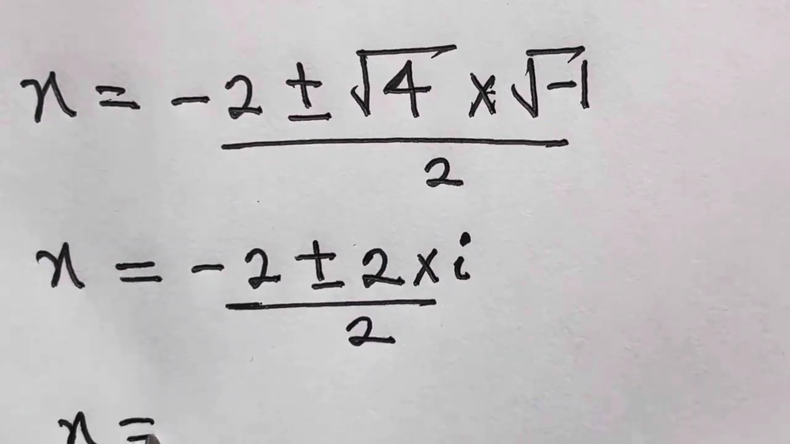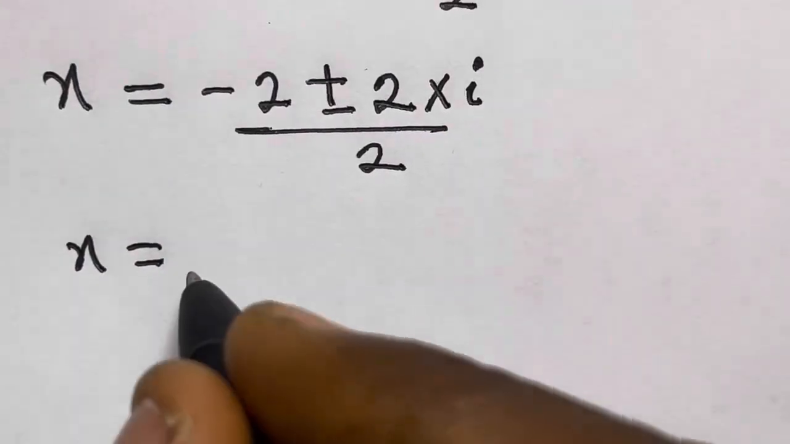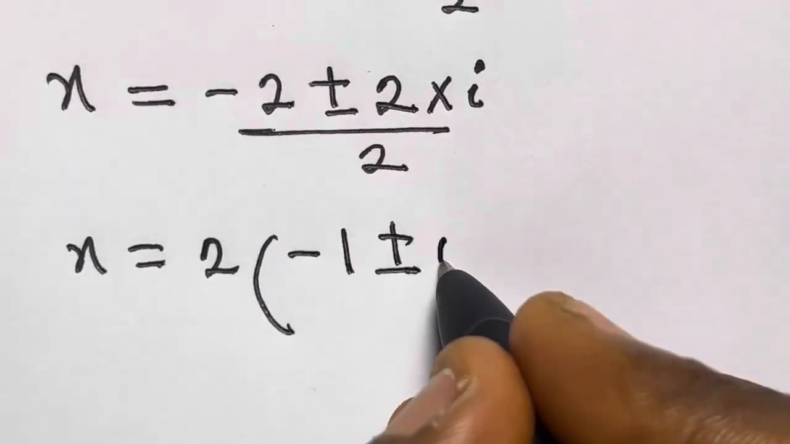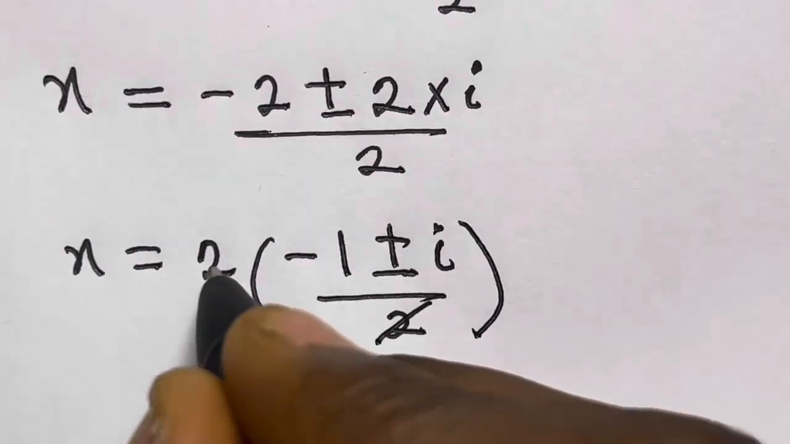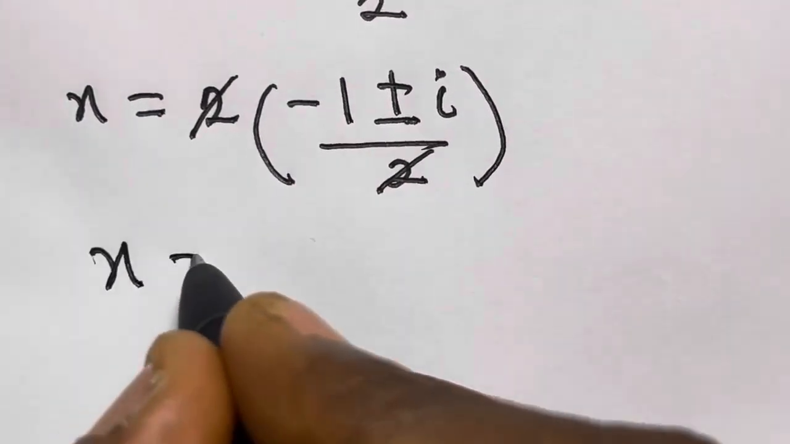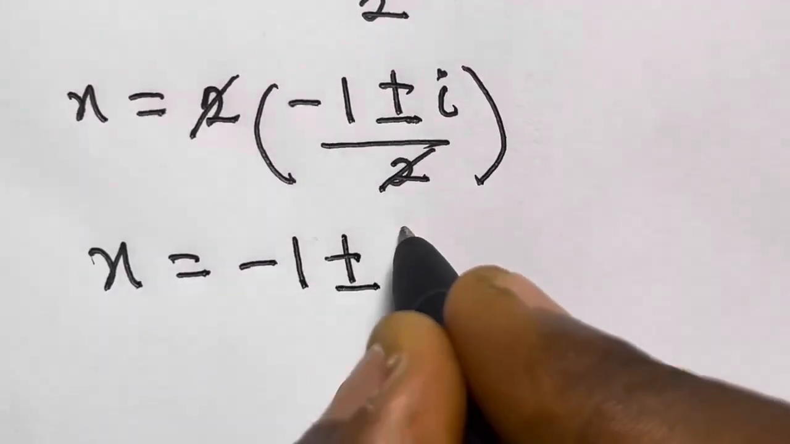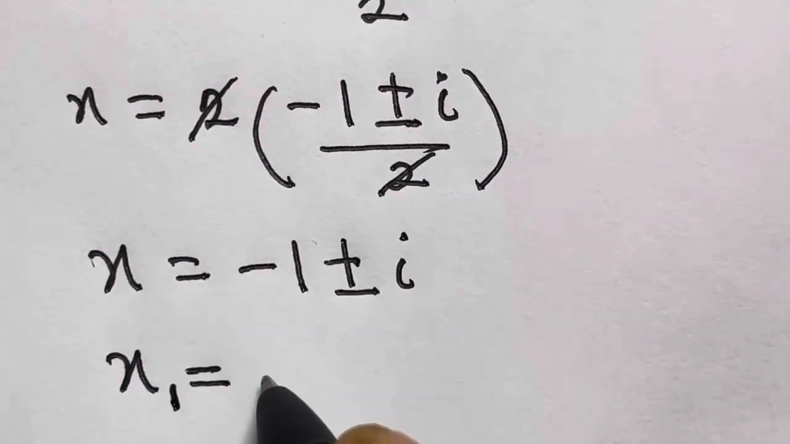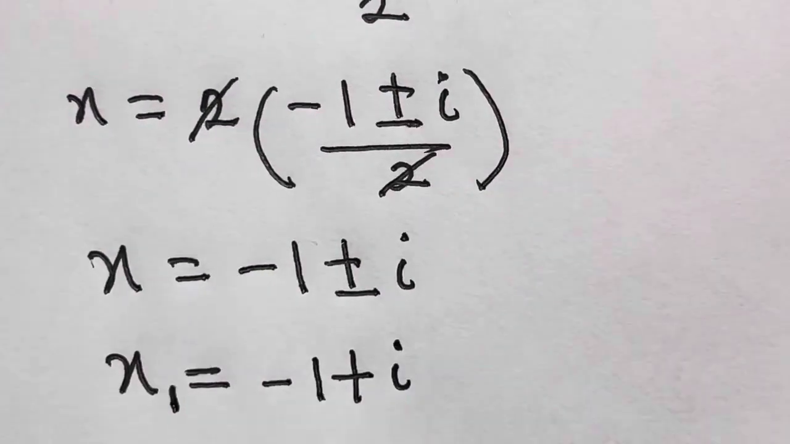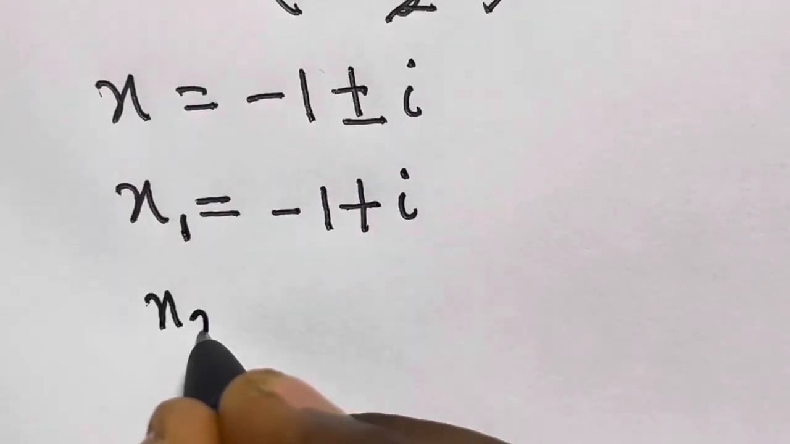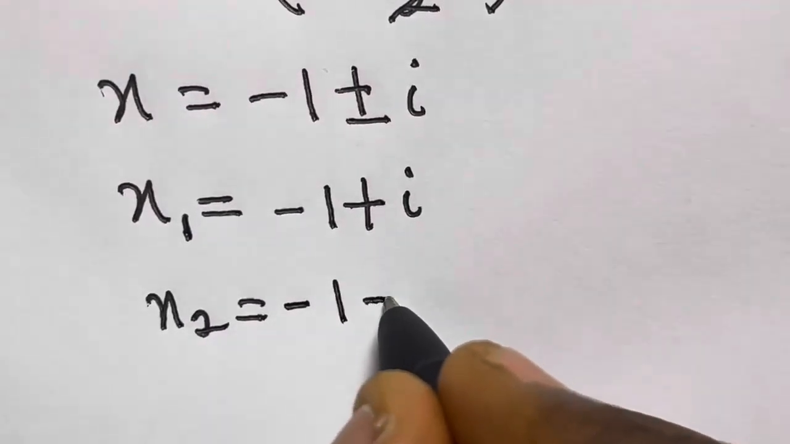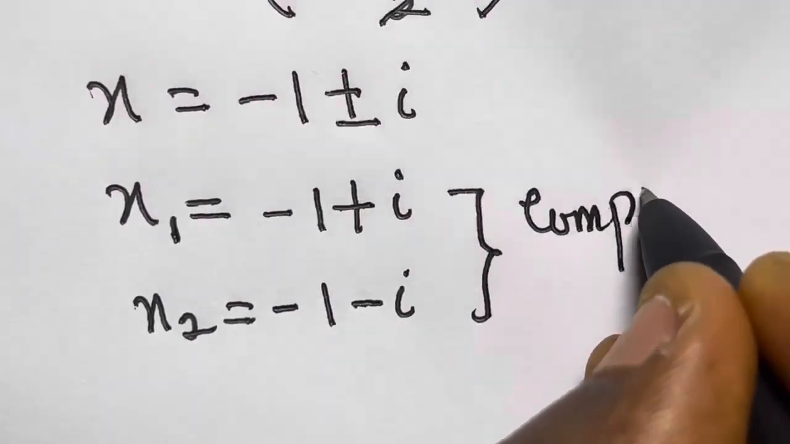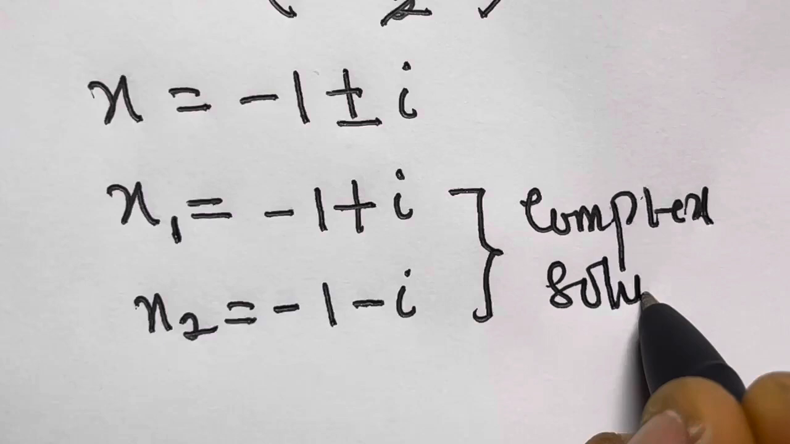So we have x equals, you can factorize 2 out here. So we have 2. Then what will be left here? Minus 1 plus or minus. Then what will be left here? We have i divided by 2. So these two, we cancel these two. So we have x equals minus 1 plus or minus i. So we can name this one x1 equals minus 1 plus i, and x2 will be minus 1 minus i. These two, we call them complex solutions.